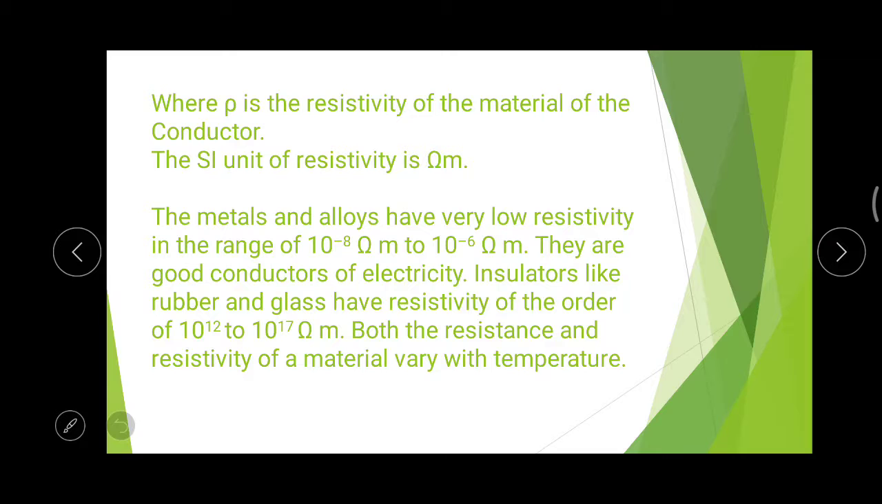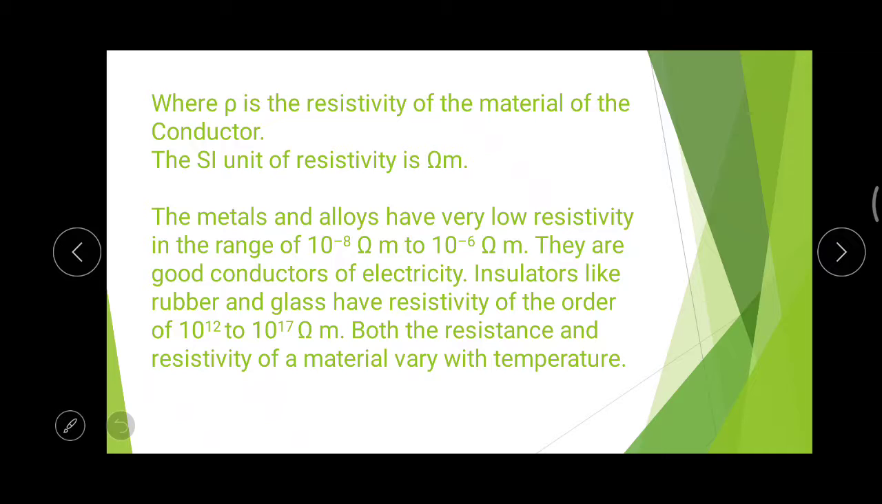In the last class we discussed Ohm's law. That is, at a constant temperature, the potential difference across the terminals of a conductor is directly proportional to the current passing through that conductor. That is V proportional to I, and the proportionality constant is known as resistance R. V is equal to R into I, so R is equal to V by I. That is Ohm's law.